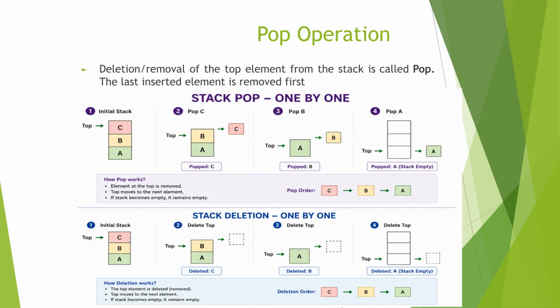The pop operation removes the element at the top. As elements are popped, the top moves to the next element. The last inserted element is the first to be removed.